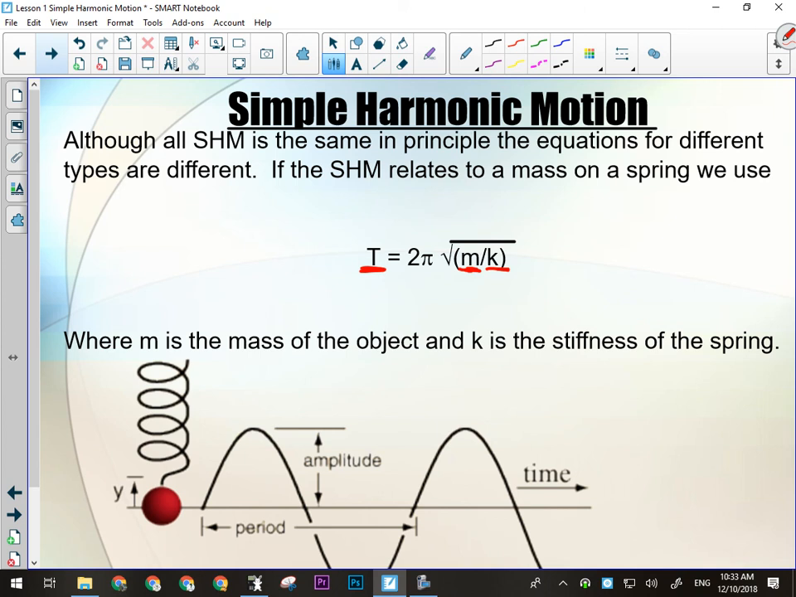Everyone all right with that? So those are the two things that can affect the period of a mass on the spring, which is why they're in the formula that solves for period of a mass on a spring. So this formula is on your formula sheet, okay?